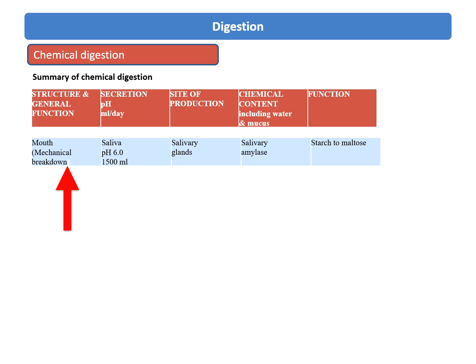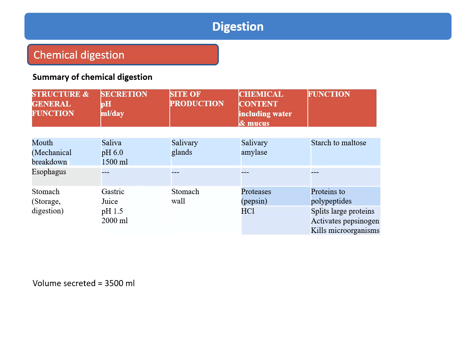Let's consider the mouth. The mouth is involved mainly in mechanical breakdown. It does contain saliva, pH of about 6, roughly 1,500 milliliters a day are secreted. Saliva is produced by the salivary glands. Among the chemicals in the saliva is salivary amylase, which breaks down starch to maltose. Second structure is the esophagus. Now, the esophagus is simply a connection between the mouth and the stomach.